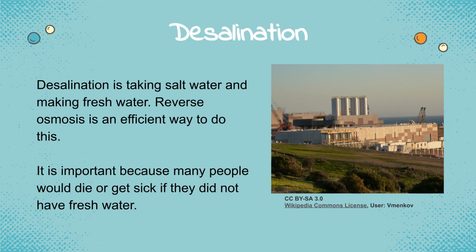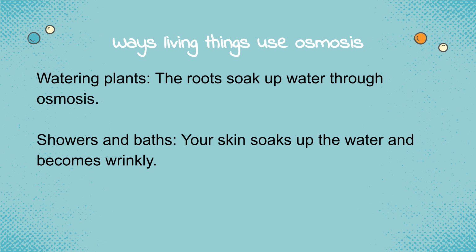Desalination is taking salt water and making fresh water. Reverse osmosis is an efficient way to do this. It is important because many people die or get sick if they do not have fresh water. Ways living things use osmosis. Watering plants: the roots soak up water through osmosis. Showers and baths: your skin soaks up the water and becomes wrinkly.